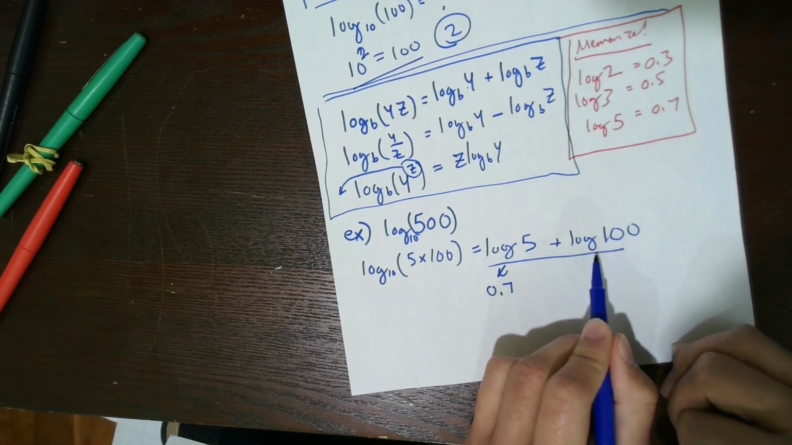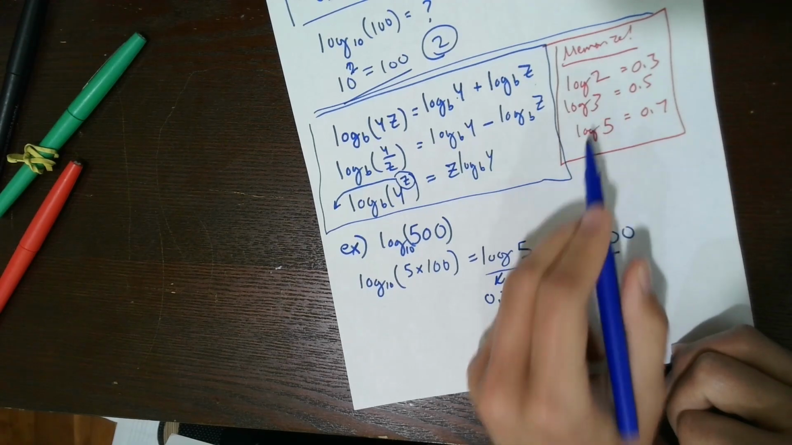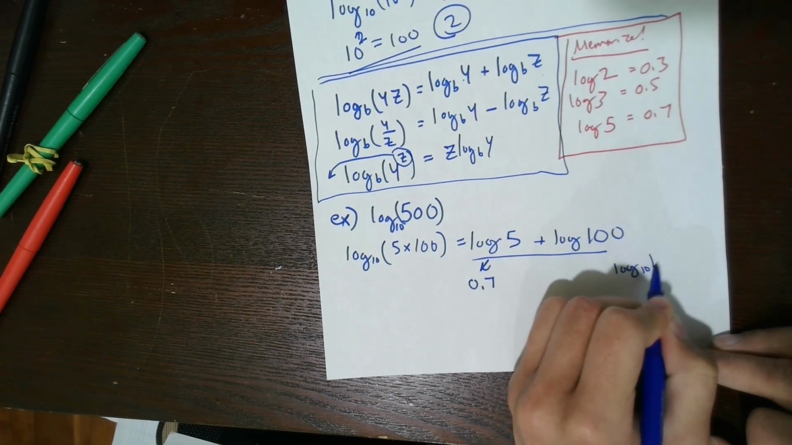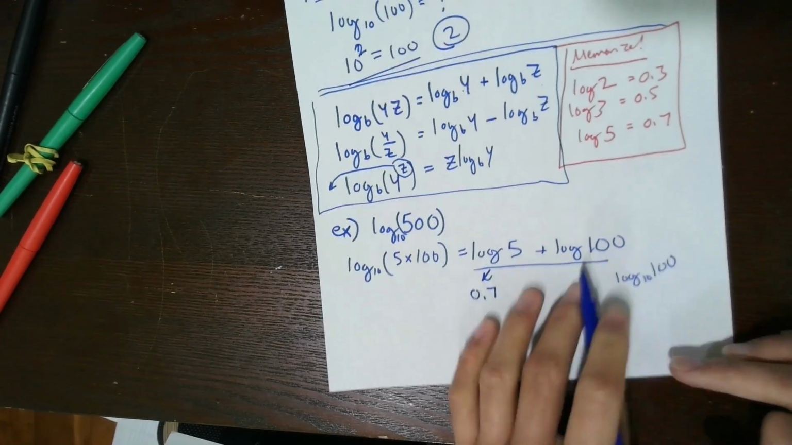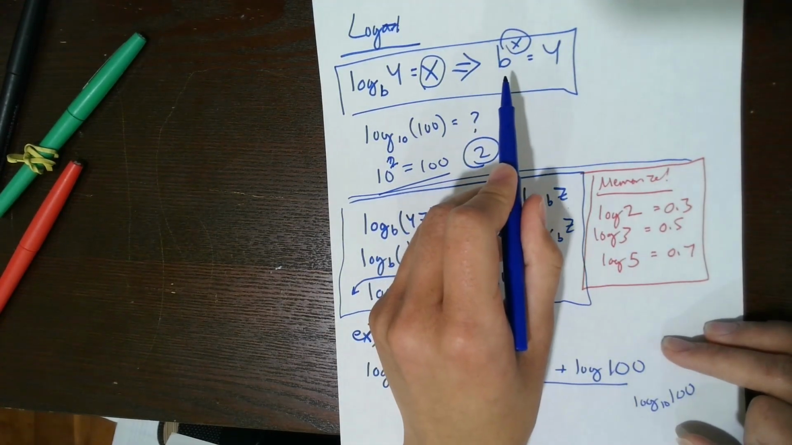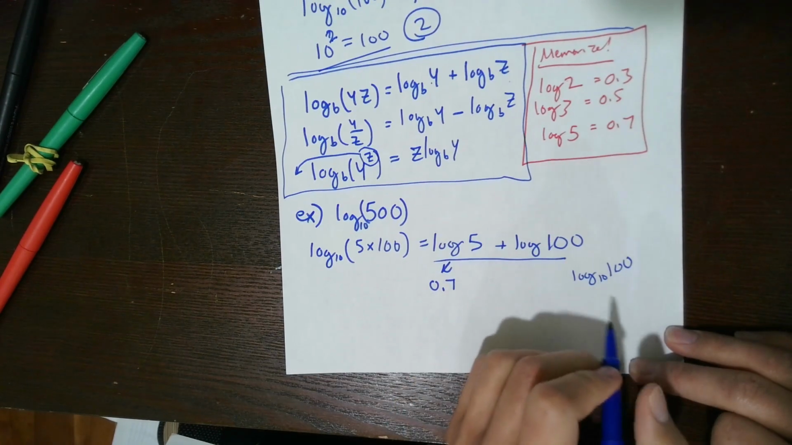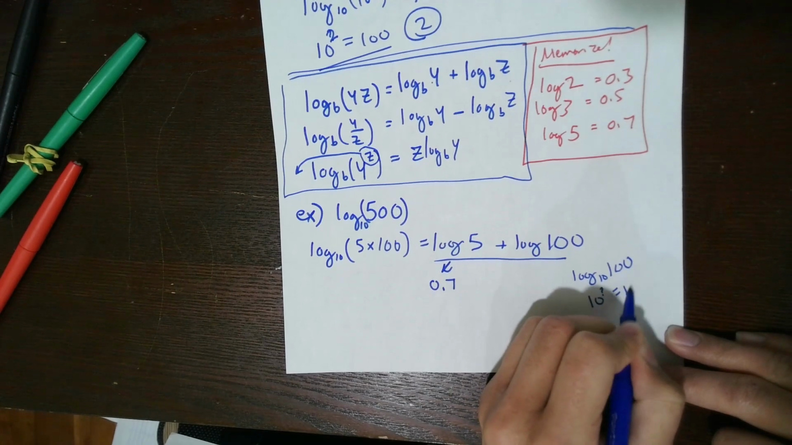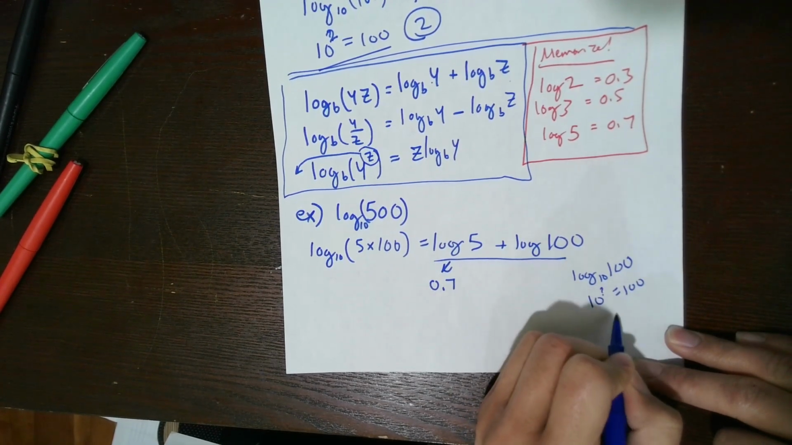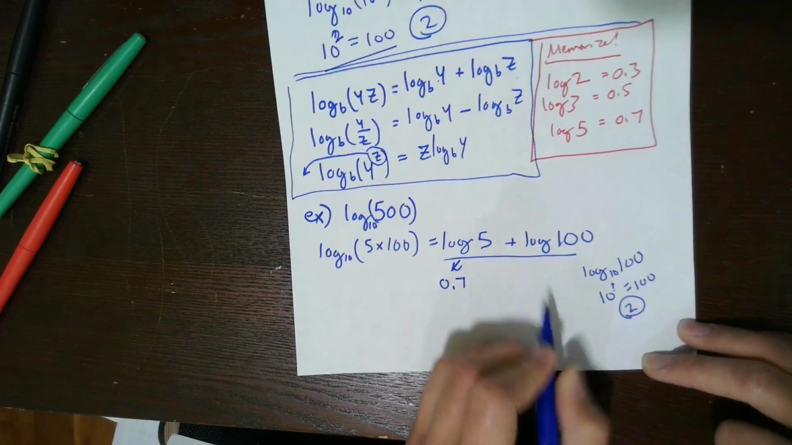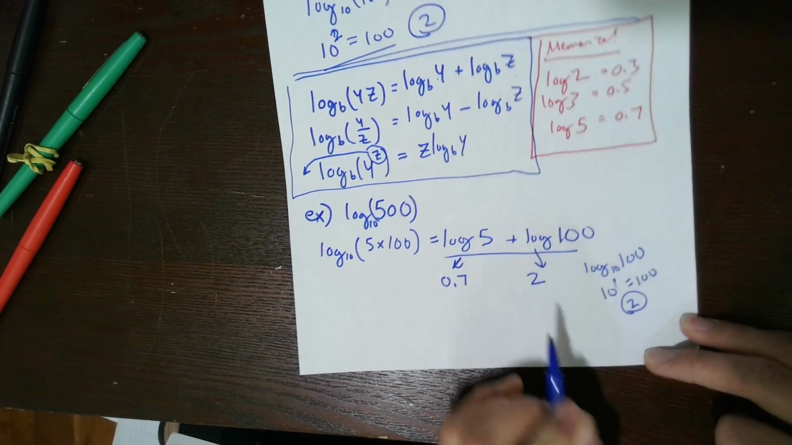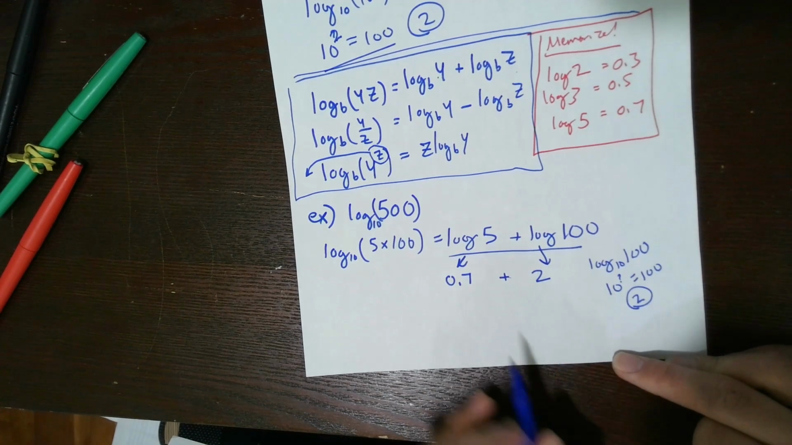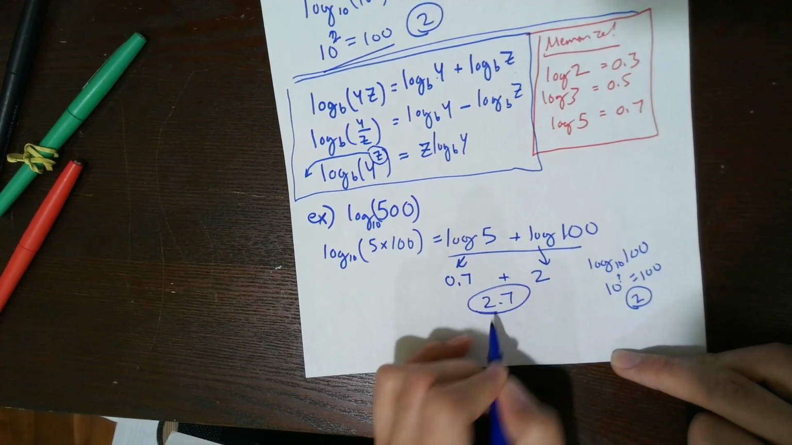And now log of 100, well, it's not on our chart, but we can solve for it. Log base 10 of 100. Let's rewrite it in this exponential form up here and see if we can figure out what the number is. So 10 raised to some number gives us 100. So that means the number has to be 2. So this turns into 2. And now we just add these two parts together. So 2 plus 0.7 is 2.7.